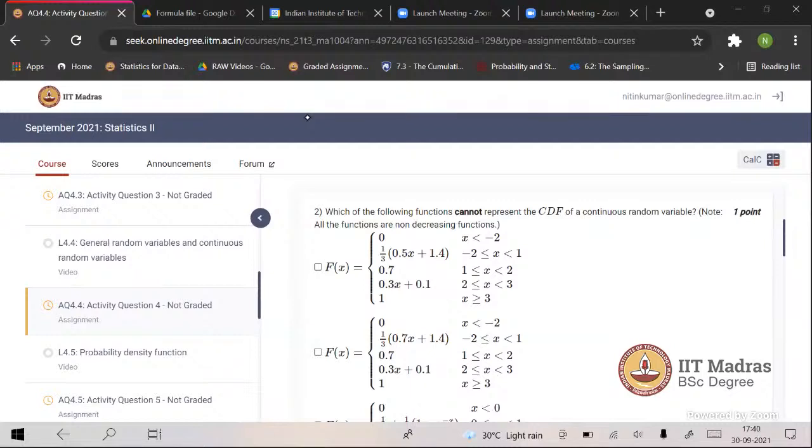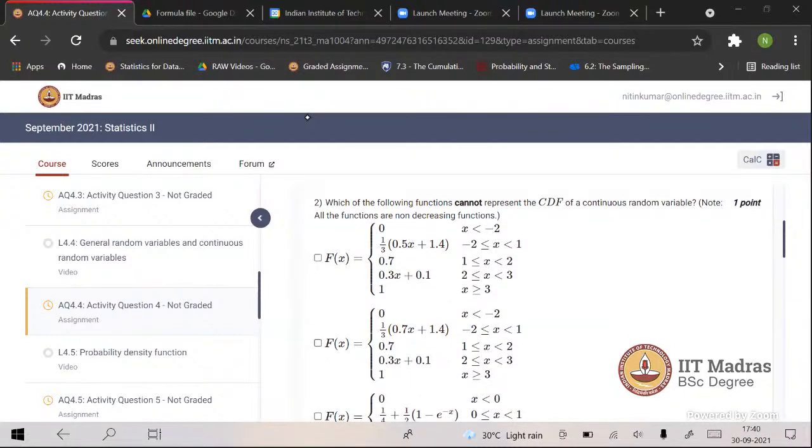Every point, I will just look for where the function definition changes. Otherwise it will be a continuous function, right? At every point within -2 to 1, it is an algebraic function, and algebraic functions are always continuous. So you need to check the continuity at every point where the function's definition changes. All other properties you need to check as well.